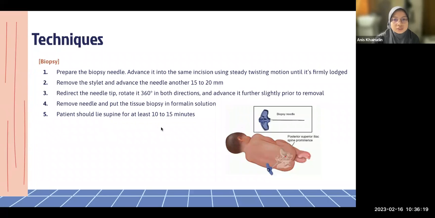And then after all the procedure is done, of course, we need to put a pressure dressing, and also the patient should lie supine for at least 10 to 15 minutes.